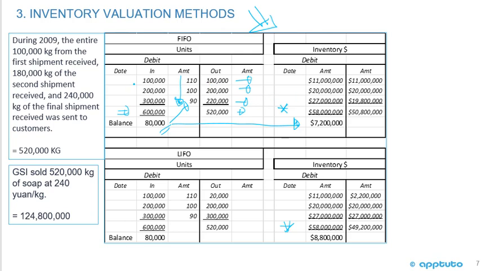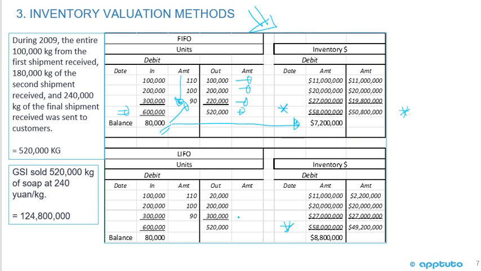When we bought 100,000 times 110, 200,000 times 100, 300,000 times 90, it equals 58 million, okay? So under FIFO, quick review, 80,000. Those are the first in, first out. So it's the last units, our most recent purchases at the highest price. So you can see our cost of goods sold in this case was 50,800,000.